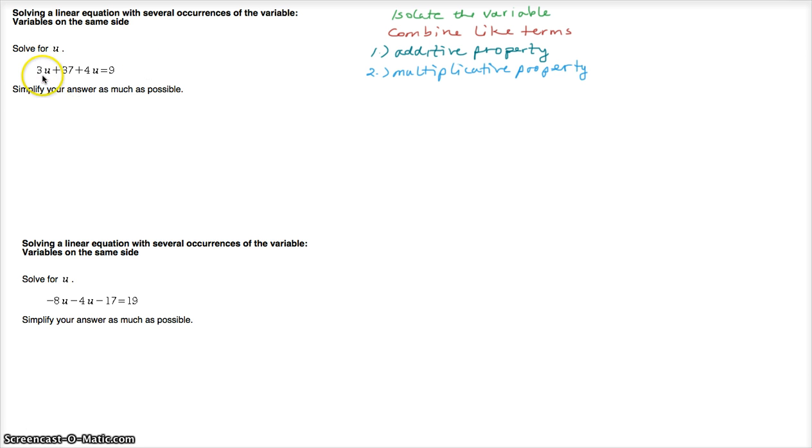And so let's look at the first problem. We have 3u plus 37 plus 4u equals 9. And so let's take a little bit of time to rewrite this. Remember that we can apply the commutative property to add in any order. So let's apply that, the commutative property. And so I'm going to change the order of my addition here to get my like terms in order. So I'm going to change it to 3u plus 4u plus 37 equals 9.